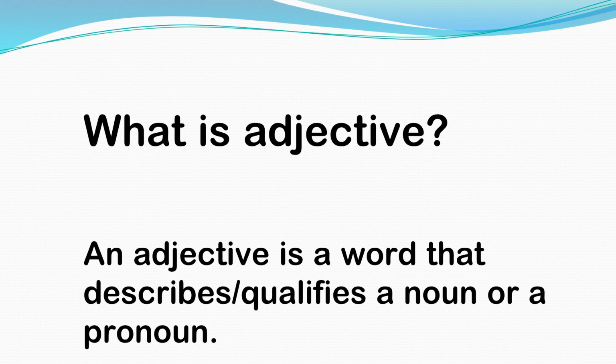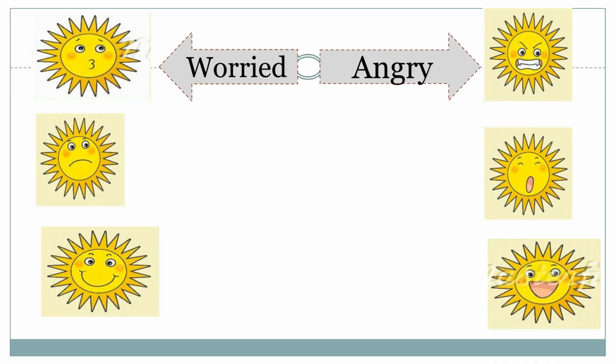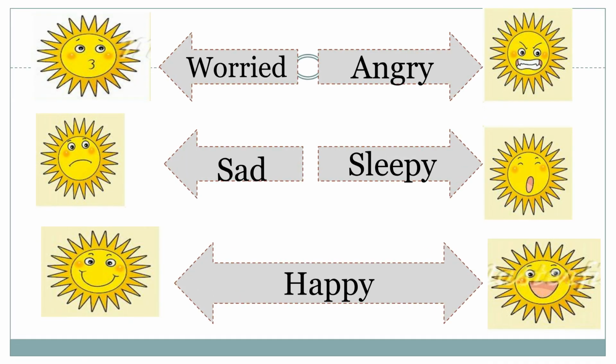So what is an adjective? Simply put, an adjective is a word that describes or qualifies a noun or a pronoun. Here are some examples of adjectives used to describe emotions, such as worried, angry, sad, sleepy, or happy.